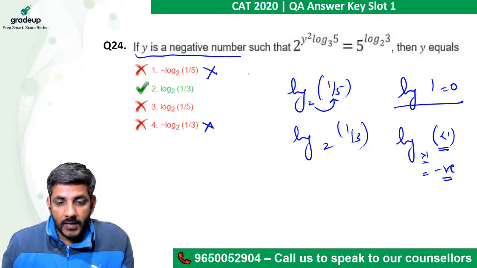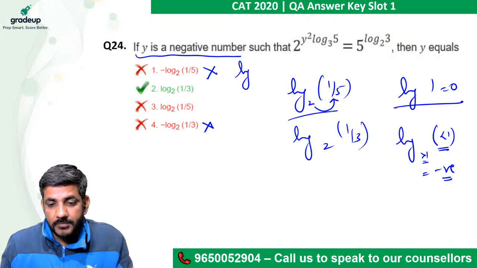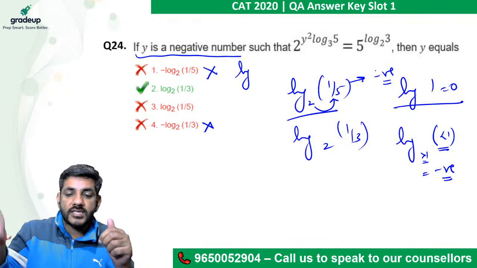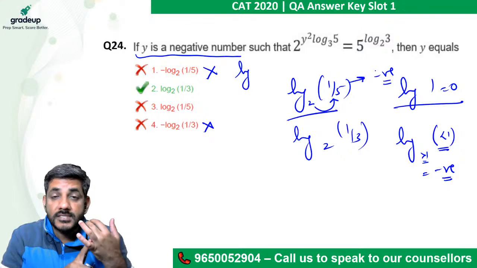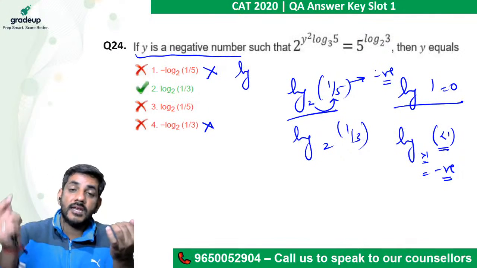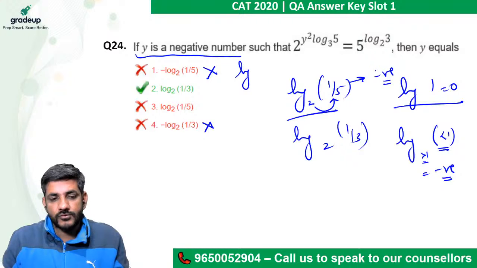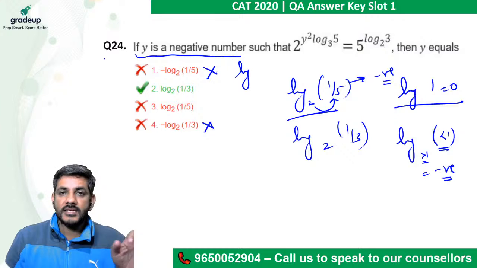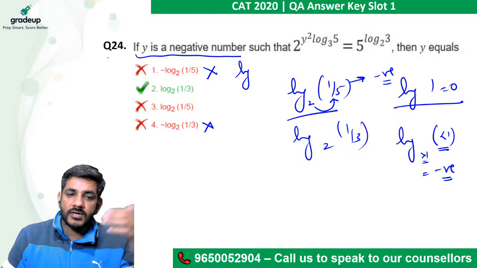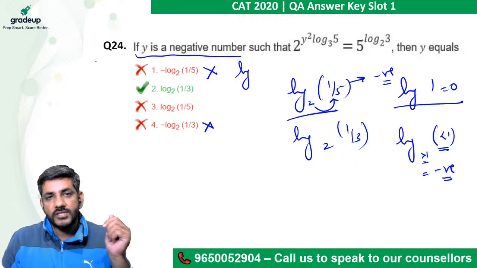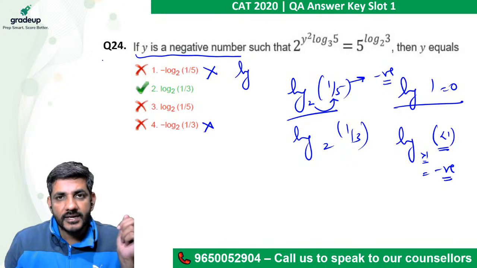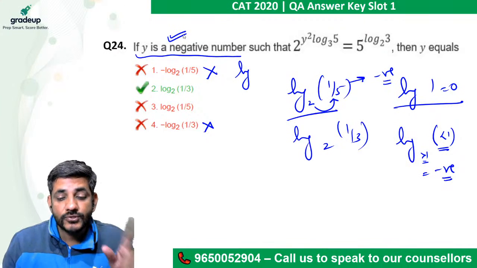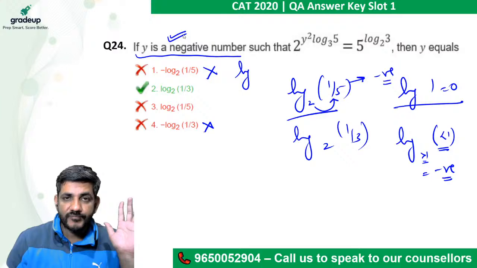I mean log of 1 by 5 with base 2, which I am talking about here, it must be negative. Power of 2 is giving you 1 by 5. Power of 2, when it is 0, it gives you 1. When it is less than 0, only then it can give you 1 by 5. So ultimately, log of 1 by 5 is a negative number. Log of 1 by 3 is a negative number. With a negative number, if you put another negative sign, finally the value becomes positive. But finally the value has to be negative, because the question is saying that y is a negative number, so your answer should be a negative number only, right?